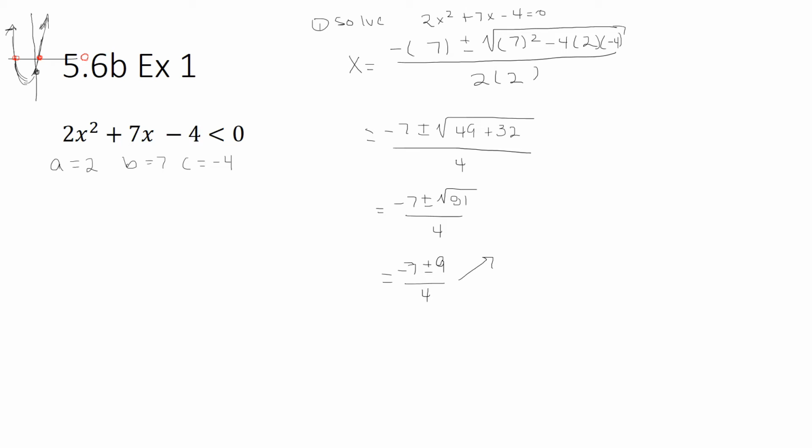That's where you can split it up into your two solutions. So negative 7 plus 9 over 4 is going to give you 2 over 4, 1/2. So we found one of the solutions. Find the other one. Negative 16 over 4, negative 4. So those are the two values for x. We have x is equal to 1/2 and negative 4. So that's the value of these points over here. I've got negative 4 on the left and 1/2 on the right.